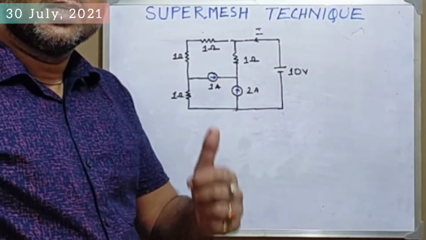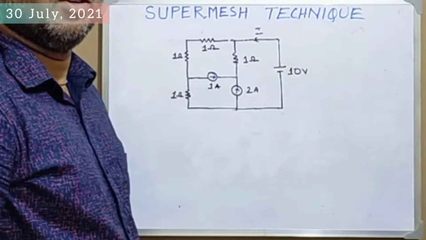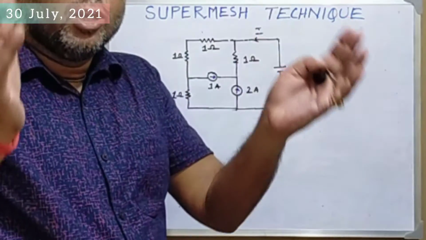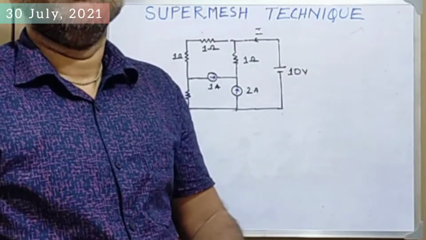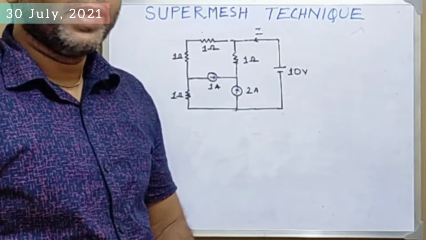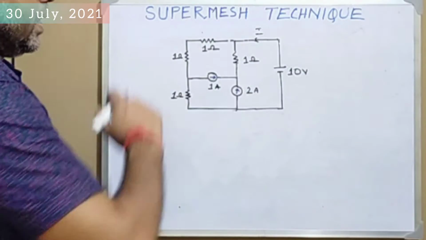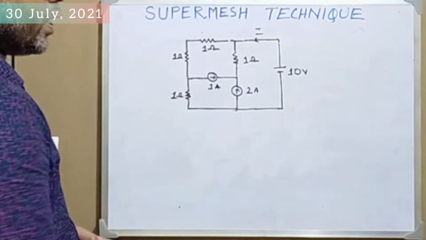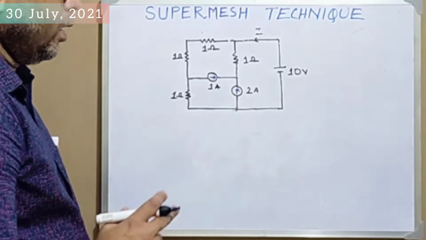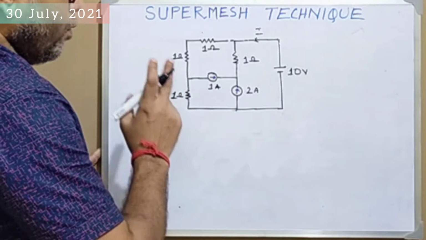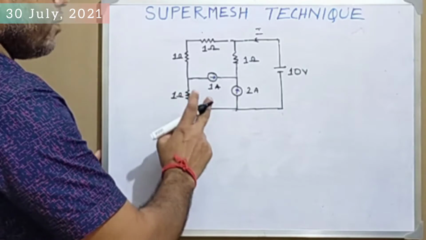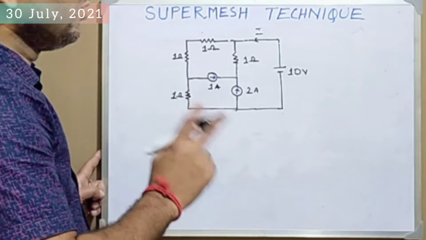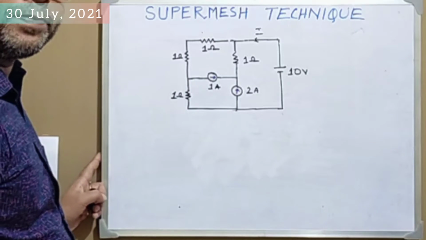First, what is a super mesh? Super mesh means a big loop or a big mesh. Just consider this circuit. In this circuit, two current sources are available. So remember that whenever a circuit has multiple current sources, only at that time should you apply the super mesh technique. Clear?